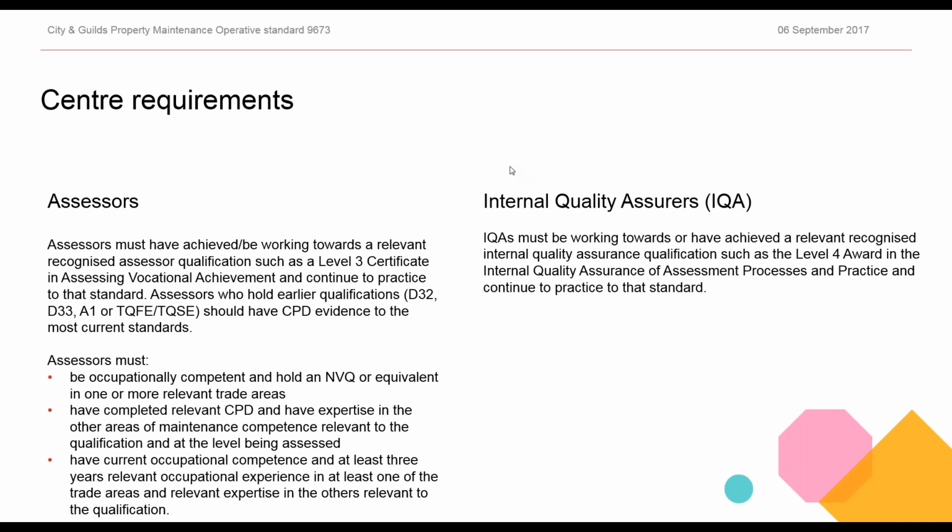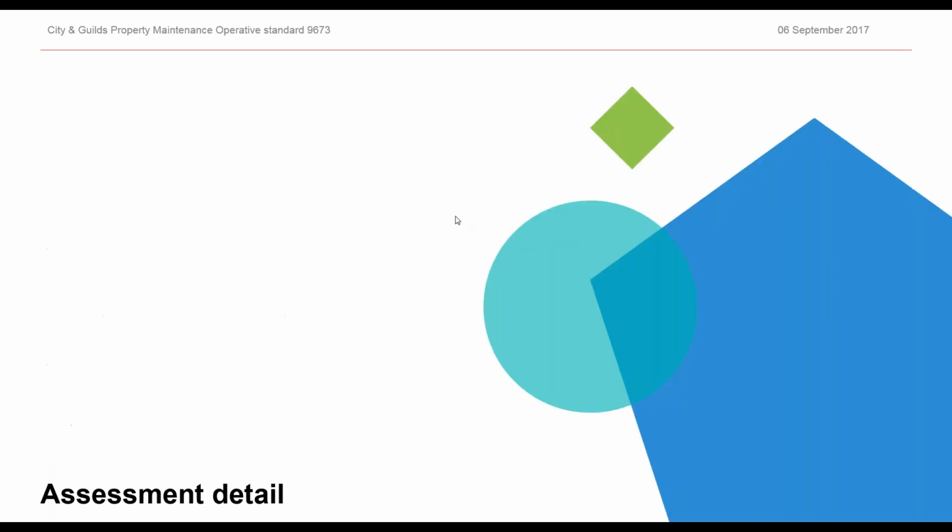IQA processes and practices are required for the on-programme qualification. This is delivered differently in endpoint assessment and quality assured separately, but because this is a City and Guilds qualification, you will still require internal quality assurance and external quality assurance before the qualification is completed.